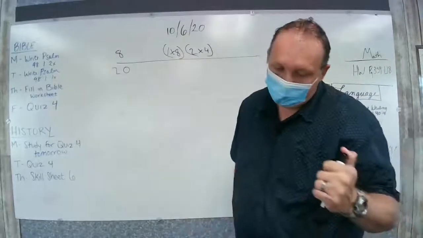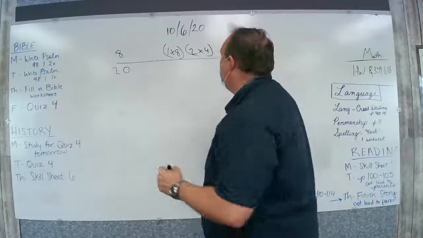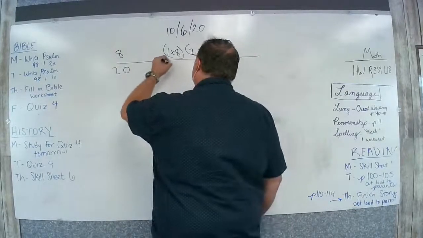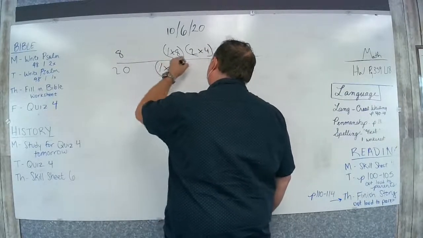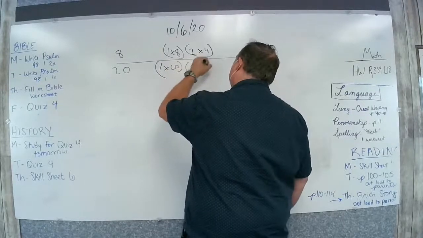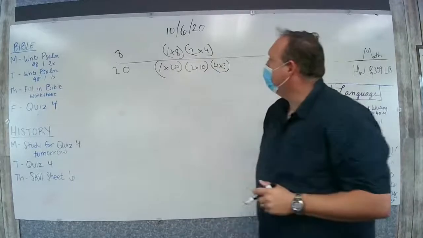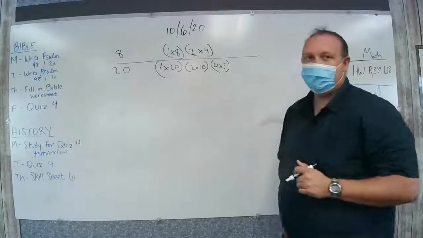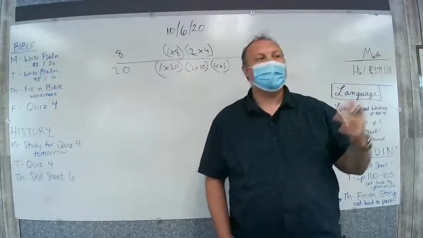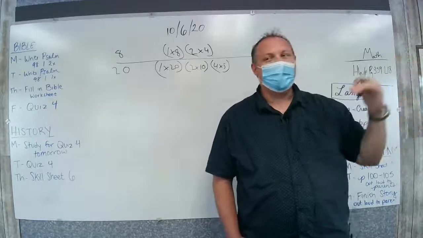Okay, let's do 20. So we got 1 times 20, 2 times 10, 4 times 5. Okay? That's it. So now what I'm going to do is list all my factors in order.